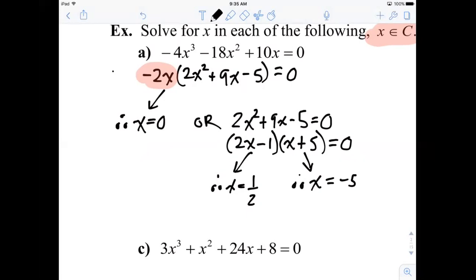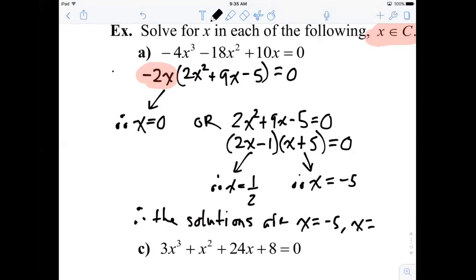So we can make a final statement and say, therefore, the solutions are x equals negative 5, x equals 0, and x equals 1/2.